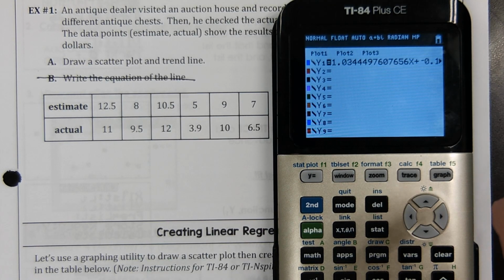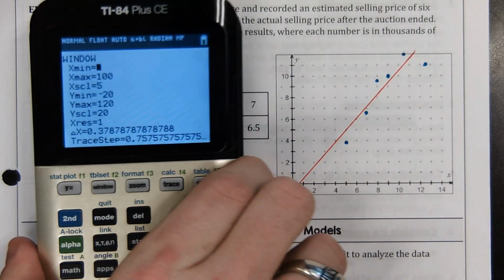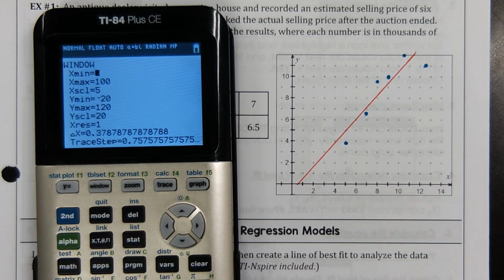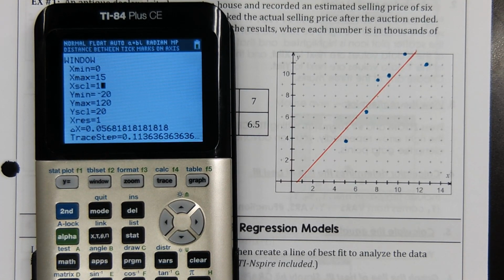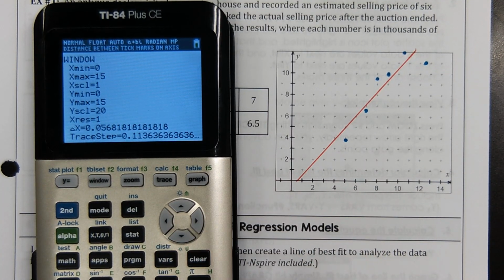Scroll up. You should now be on plot 1. Hit enter. That will turn the scatter plots on. We are not going to hit graph though. Don't hit graph, please. Instead, go to window. Reason why? Because this is our window. It doesn't need to be ridiculously large. So for the x's, I don't know, 0 to 15. Might as well count by ones. For the y's, how about we just go to 0 to 15 again? Get a nice square window.